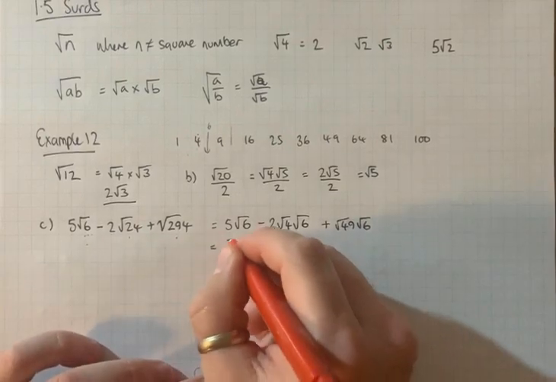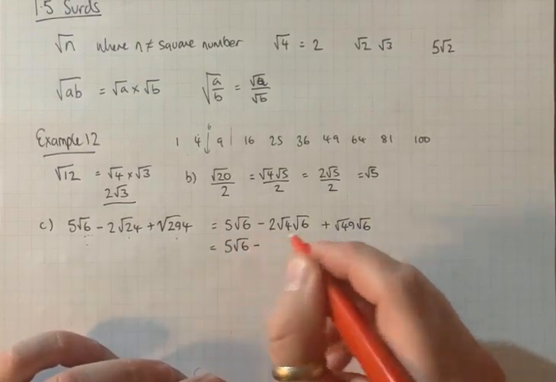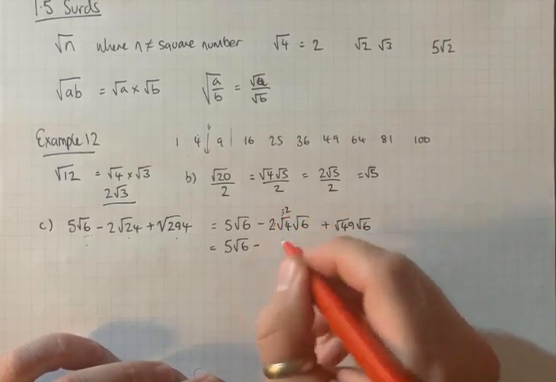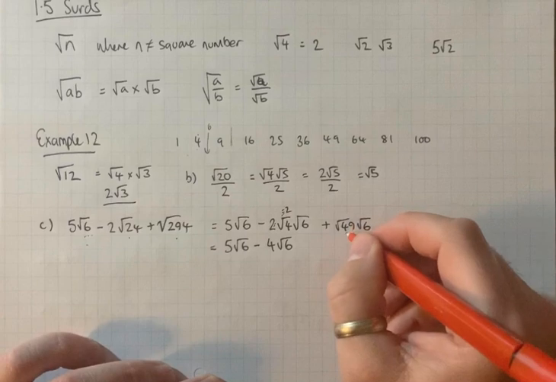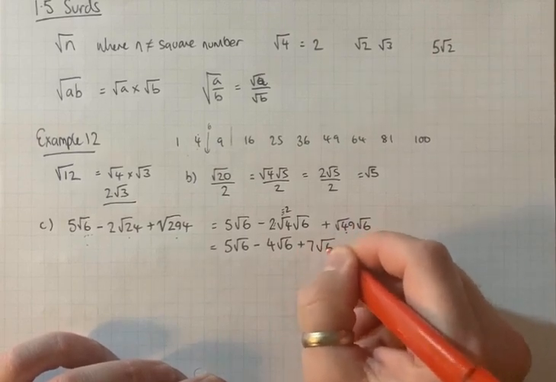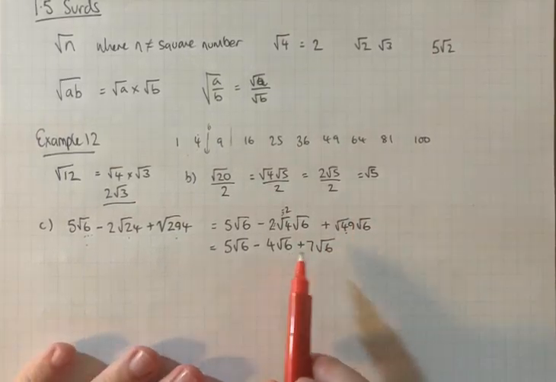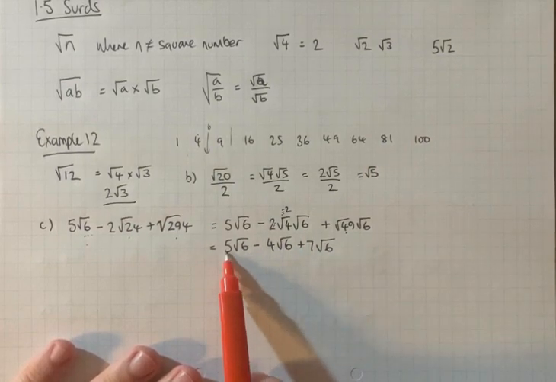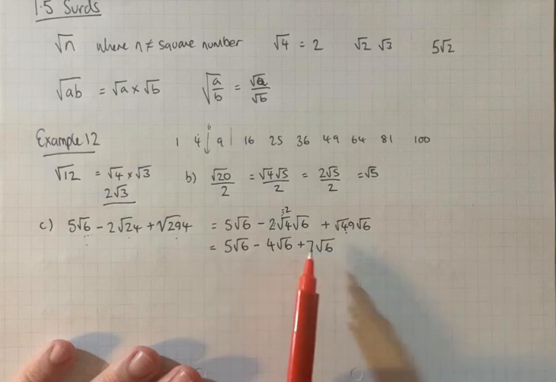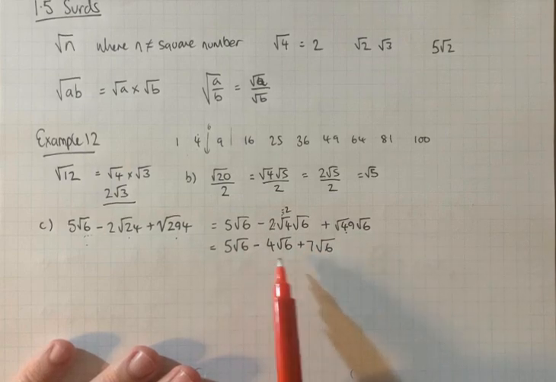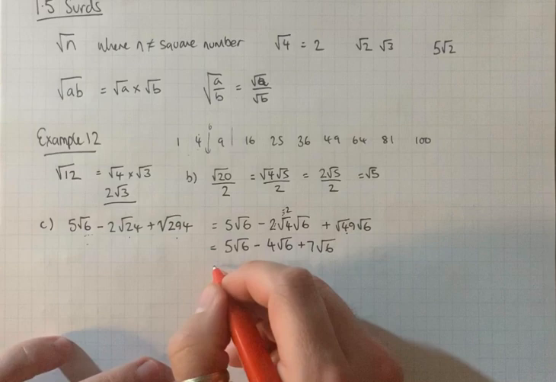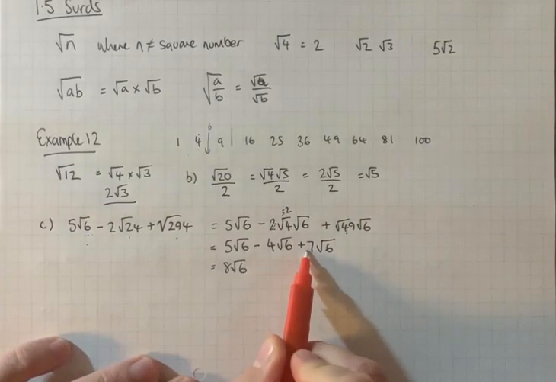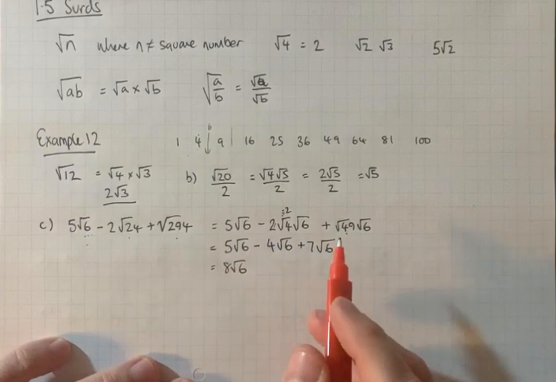So that simplifies to give me 5 root 6 minus, well, root 4 is 2, 2 times 2 is 4, 4 root 6. Root 49 is 7. Now, you can treat root 6 as x or treat it as your favourite animal. Think of it as a baby kangaroo. So you've got 5 baby kangaroos, take away 4 baby kangaroos, plus 7 baby kangaroos, that's 8 baby kangaroos, in which case it's 8 root 6. 5 take 4 is 1, plus 7 is 8. You've got 8 lots of root 6.